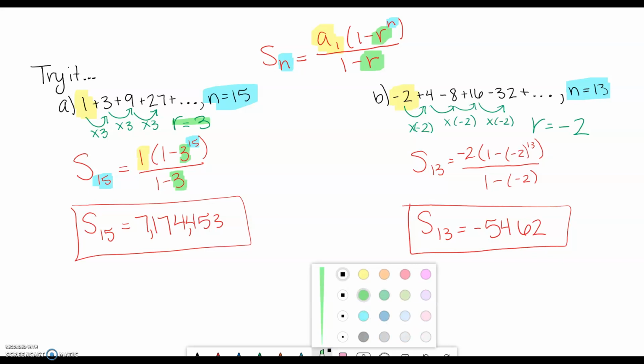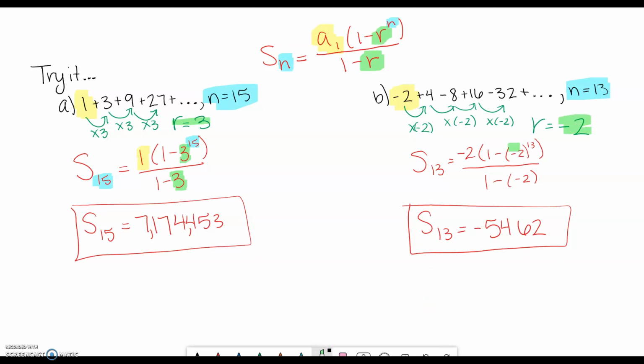So we're going to plug in -2 here and here. Parentheses do matter. So I'm going to write that here. Parentheses do matter. Okay, so when you're putting this into your calculator, these parentheses right here need to be there in order to get the correct answer. If you don't put the parentheses around -2, then the 13 will only go to the 2 and not the negative, and you want it to go to both.